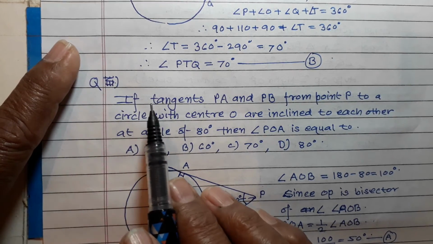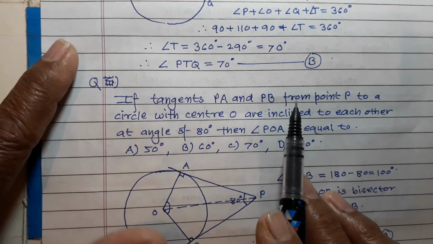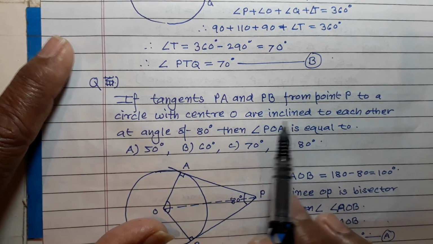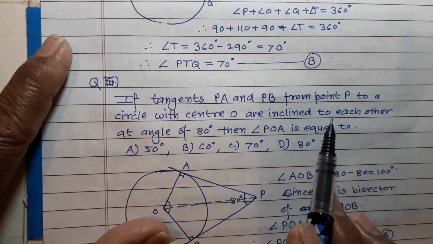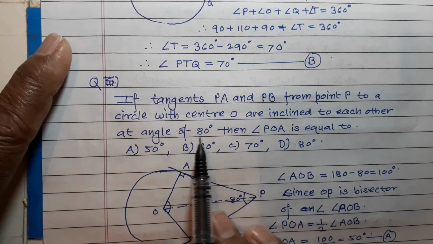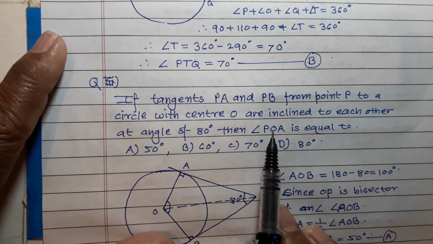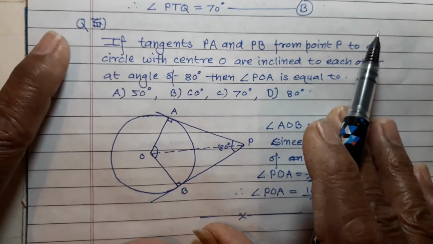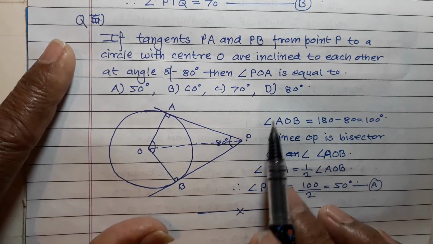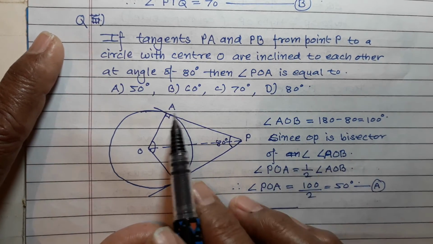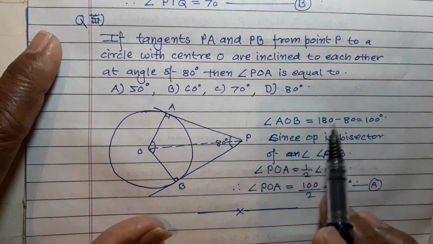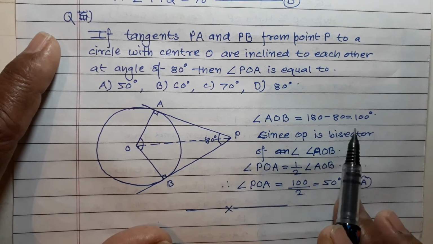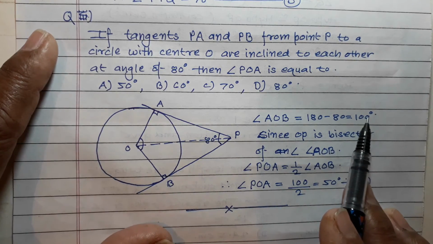Question number 3. If tangents PA and PB from a point P to a circle with center O are inclined to each other at an angle of 80 degrees, then angle POA is equal to. Okay, angle AOB is equal to 180 minus 80, which is equal to 100.